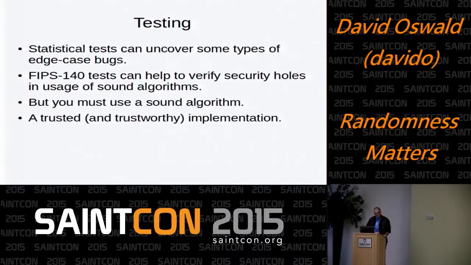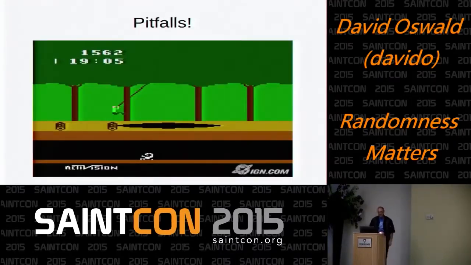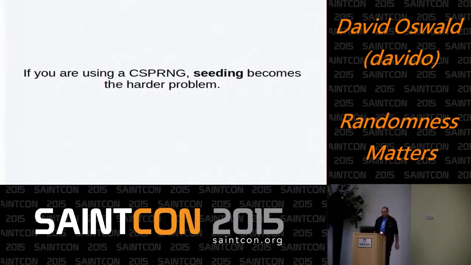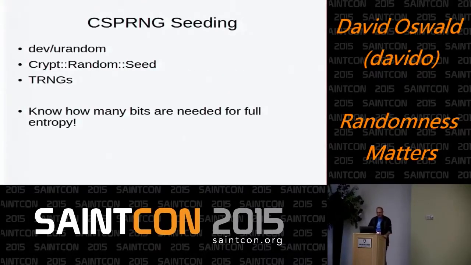Use a trustworthy implementation. So what are the pitfalls? There are pitfalls. If you're using a CSPRNG, then you are getting a cryptographically secure stream of random numbers, except how do you seed it? Seeding still becomes the harder problem. For seeding, again, use /dev/urandom, use Crypt::Random::Seed if you're in Perl. That's one written by a guy named Dana Jacobson that is an excellent module for seeding randomness in Perl. Use a truly random number generator.